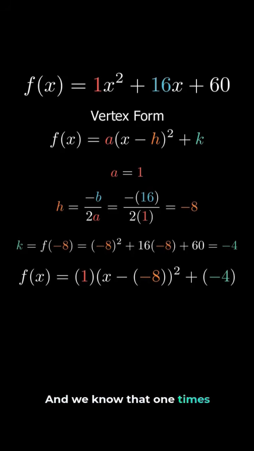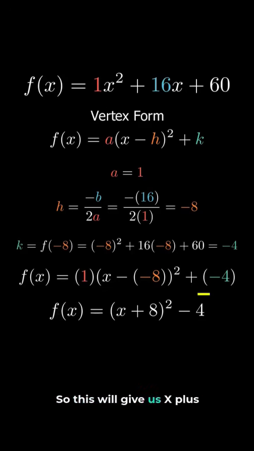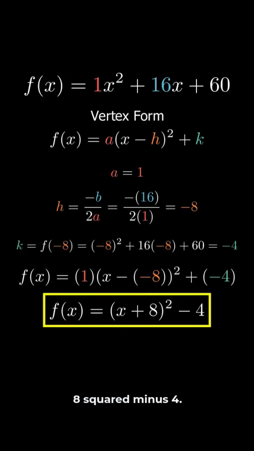And we know that 1 times anything is itself, so we don't need to write the 1. Then x minus a negative 8 is the same thing as x plus 8. And then we can just say minus 4. So this will give us (x plus 8) squared minus 4. And there you go.